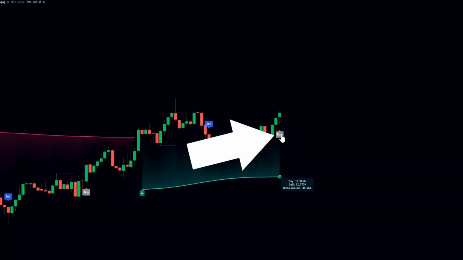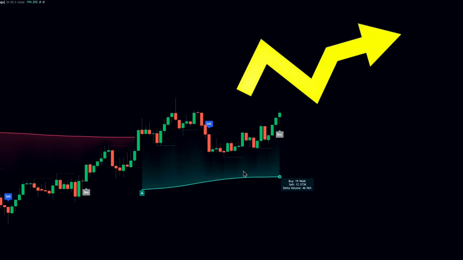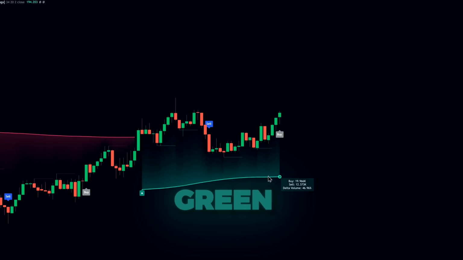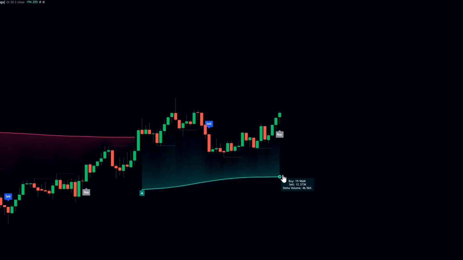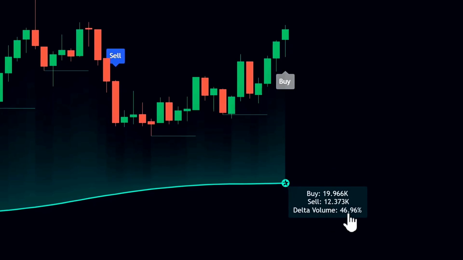Here's how we'll use this strategy to enter a long trade. Wait for a buy signal from the range filter. Make sure the market trend is bullish. The trend ribbon should be green. Check the delta volume at the bottom. It needs to be at least 20%. The delta volume is the difference between bullish and bearish candle volumes within the trend. A minimum of 20% increases the chances of upward movement.